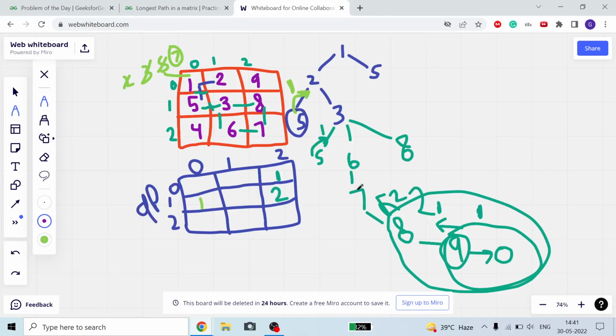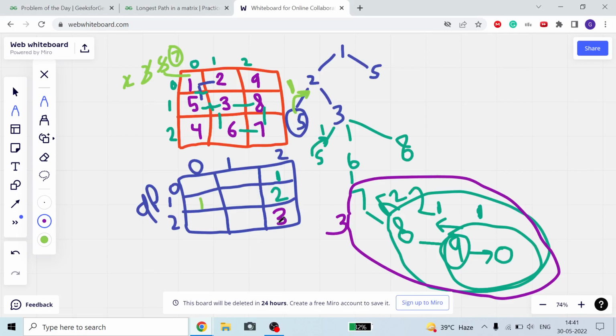Now from 7 we say the maximum length we can go is 2. So 7 will say including me I can go 2 plus 1, that is 3, means including me the maximum length you can traverse is 3, starting with 7. Okay, it will return 3. Now 6 will say after 6 I have 3 more elements to go. So 6 will say including me I have 3 plus 1, that is 4 elements to traverse, so it will return 4.